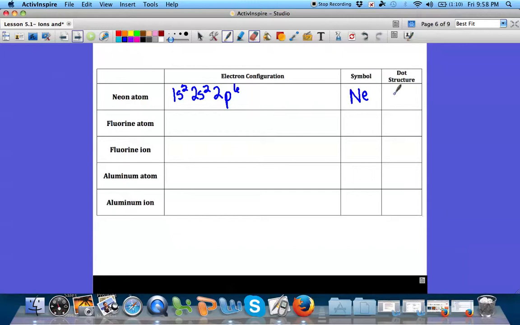And our dot structure is going to start with the symbol. We're going to look at how many valence electrons we have. It's in the 8A column, so it's going to have 8 dots on the dot structure.